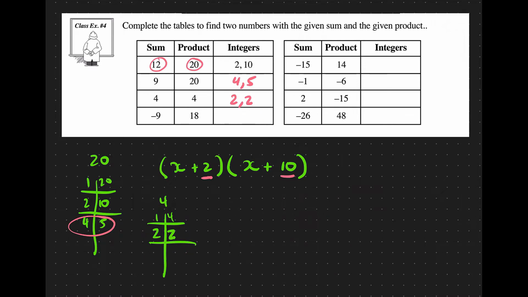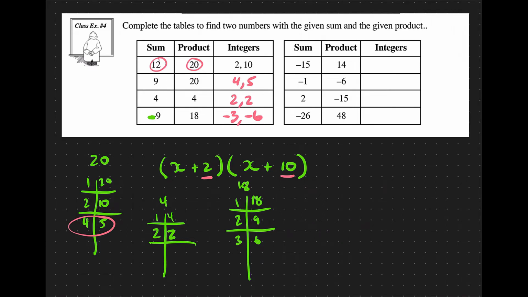So what two numbers will multiply together to give us 18? Well, 1 and 18, 2 and 9, and 3 and 6. Now in this case, both of those numbers are going to be negative. Okay, and they need to add together to give us 9. So 3 plus 6 is 9, but it's going to be a negative 3 and a negative 6.